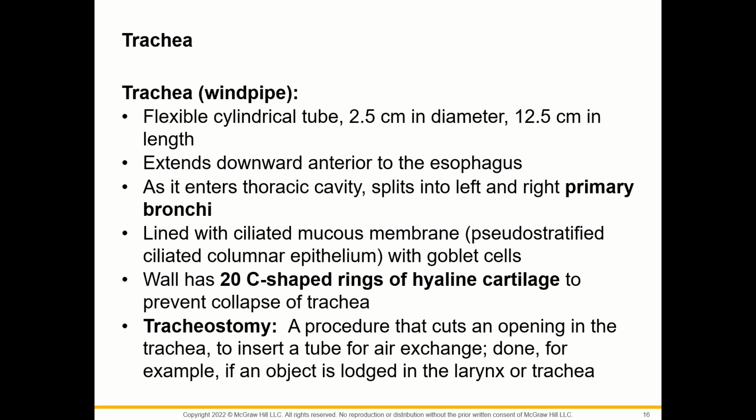The wall has 20 C-shaped rings of hyaline cartilage to prevent a collapse of the trachea. A tracheostomy is a procedure that cuts an opening in the trachea to insert a tube for air exchange. It's done, for example, if an object is lodged in the larynx or trachea.